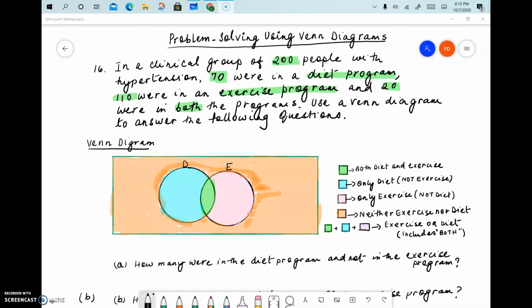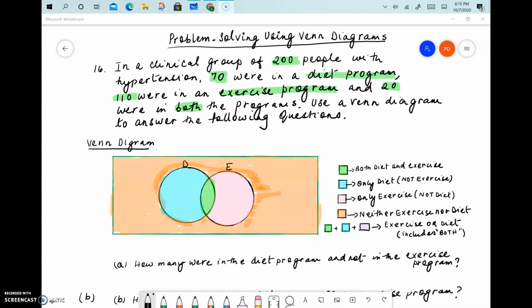So you can see that there is an overlap between the diet program and the exercise program because we know that 20 people were in both. So let's look at the Venn diagram. This is what a Venn diagram for a problem like this looks like.